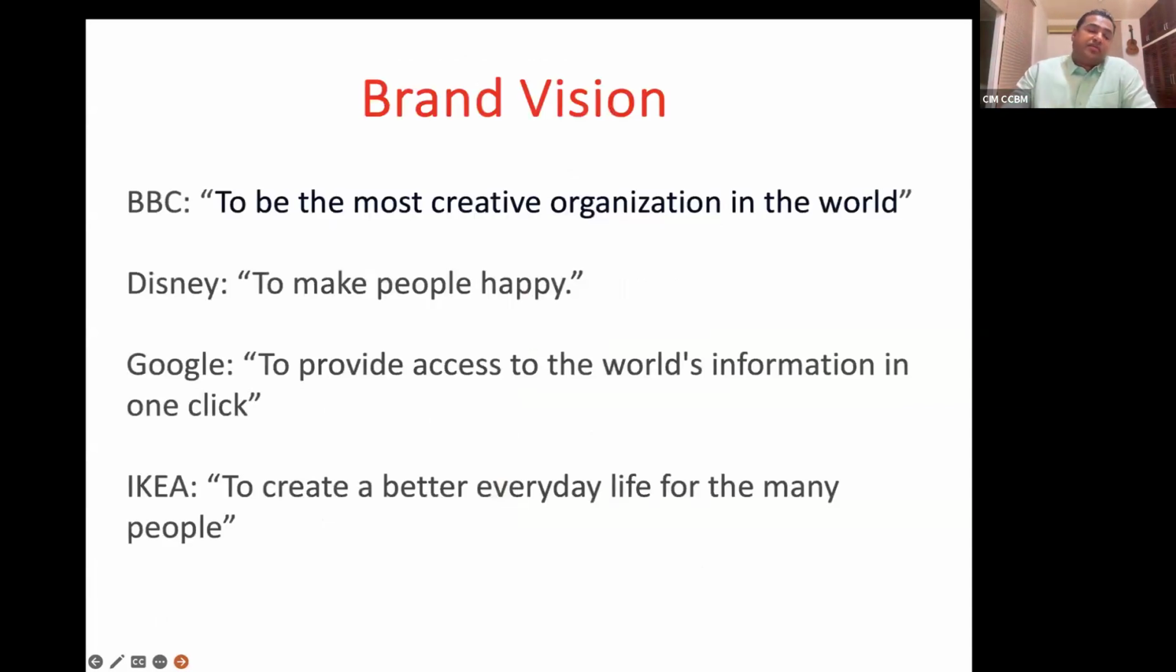So what is a vision? A brand vision. Here are some examples. BBC: to be the most creative organization in the world. These are very, very broad vision statements, not objectives, not goals. Disney, very simple: to make people happy. Google: to provide access to the world's information in one click. IKEA: to create a better everyday life for the many people.